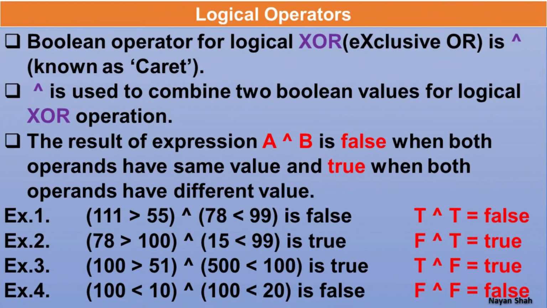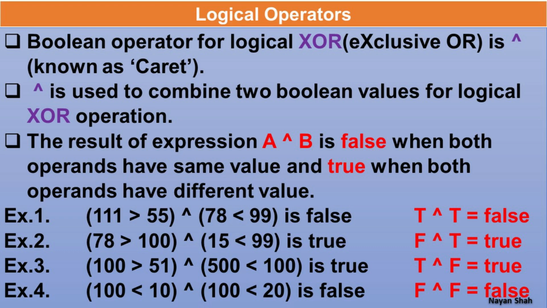Boolean operator for logical exclusive OR is represented using the caret symbol. Caret is used to combine two Boolean values for logical exclusive OR operation. The result of expression A exclusive OR B is false when both operands have the same value, and true when both operands have different values. Understand this very clearly, this is something different. For example, 111 greater than 55 exclusive or 78 less than 99.